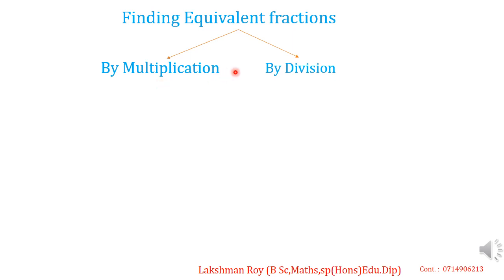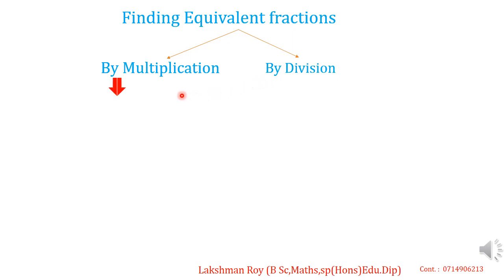Another method is by division. By dividing, you can also find equivalent fractions. But in the division method, you can't find many equivalent fractions. In the multiplication method, you can find any number of equivalent fractions. First, I will explain how to find equivalent fractions by the multiplication method. Then in the next part we'll see how to find them by division.